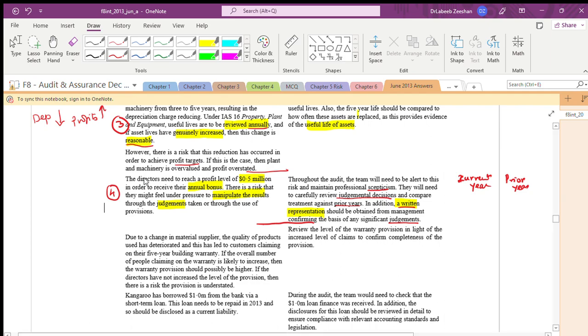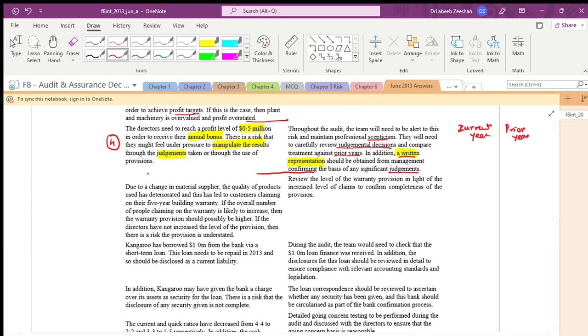The fifth is what? They are saying that they are changing the supplier to get the product at a lower cost. Due to the change in material supply, the quality of the products has deteriorated, and this has led to an increase in warranty claims. If the overall number of warranty claims is likely to increase, then the provision should also be higher.